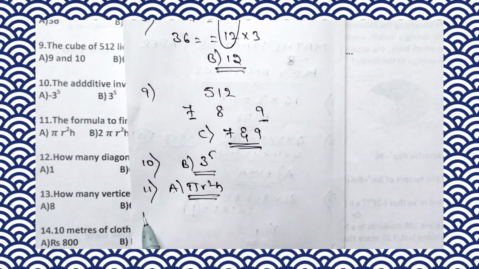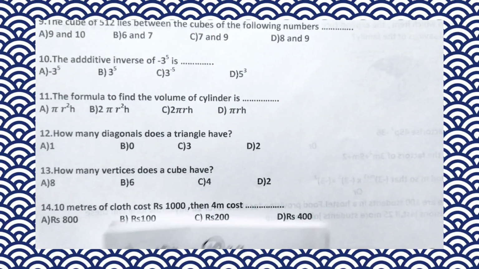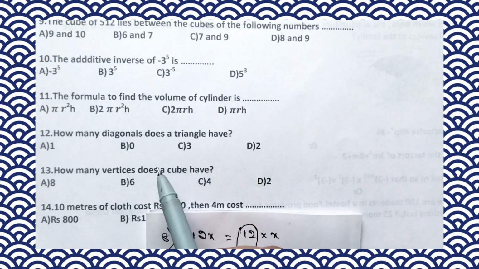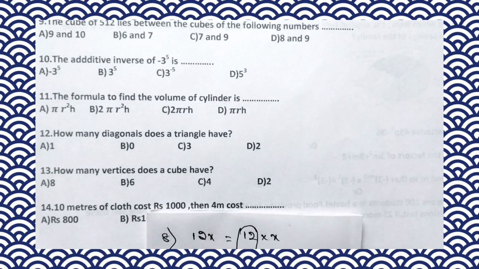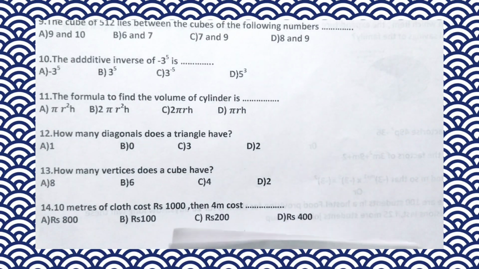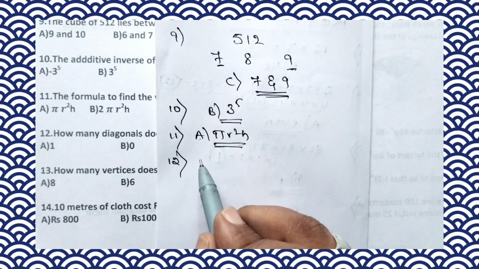Now let us move to the 12th question. How many diagonals does a triangle have? In a triangle we cannot draw a diagonal. So therefore option B is the answer. What is the answer? Option B, 0.